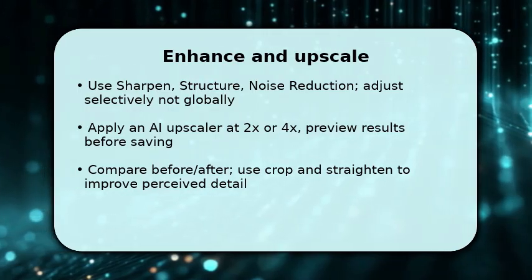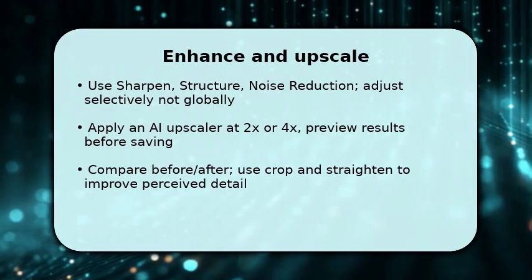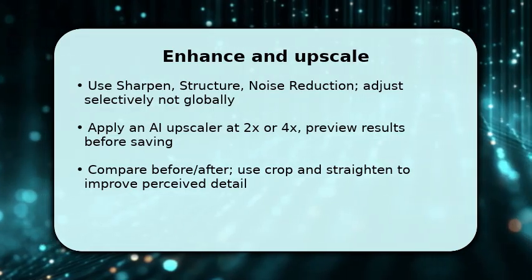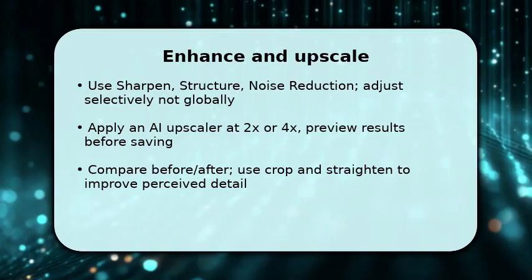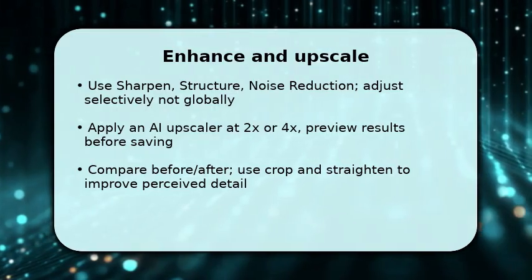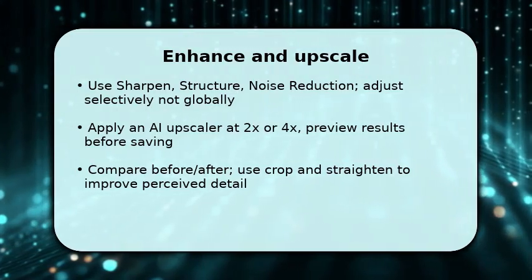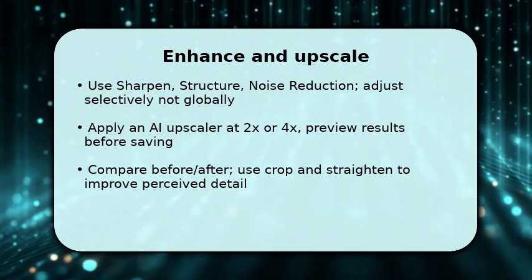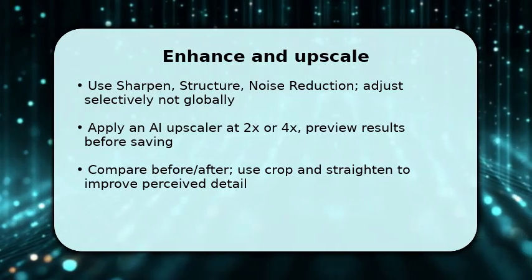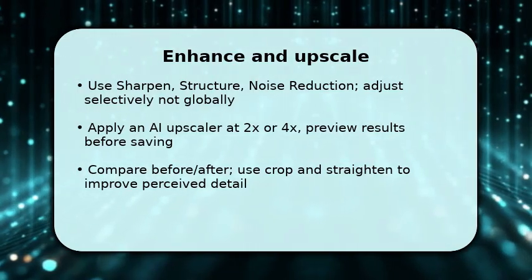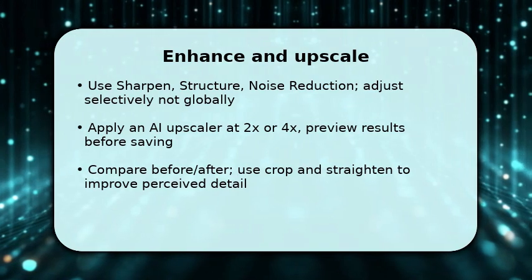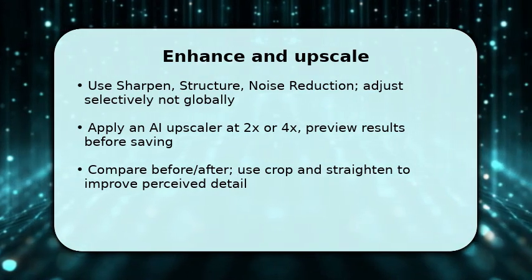After initial cleanup, open an AI upscaler or dedicated enhancer, choose 2x or 4x upscale, and pick mild denoise and detail recovery settings. Preview each pass. Make sure to zoom and compare before and after. If needed, crop or straighten to reframe the subject. Sometimes composition fixes make low-res images look much clearer.